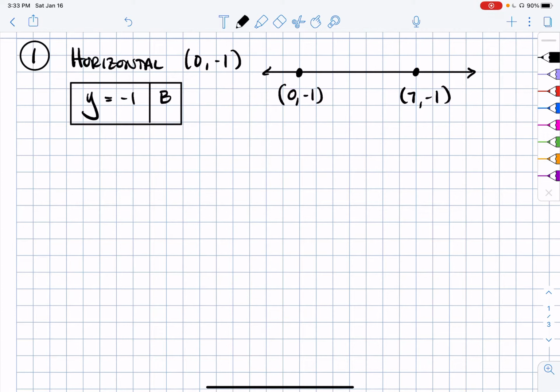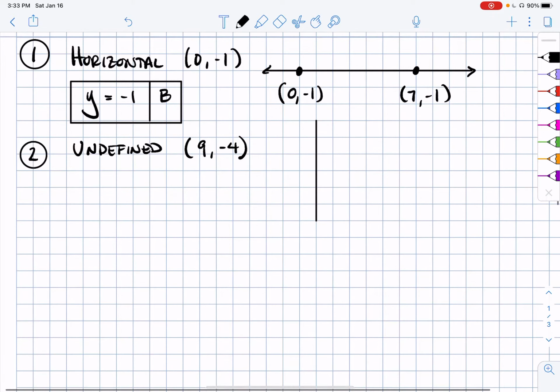Okay, on to 2. Now it wants to know the equation of a line if the slope was undefined and it goes through the point (9, -4). If that's the case, then I have a vertical line, right? And it goes through the point (9, -4).